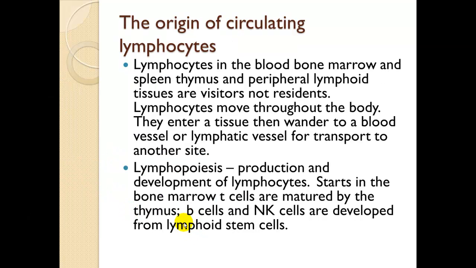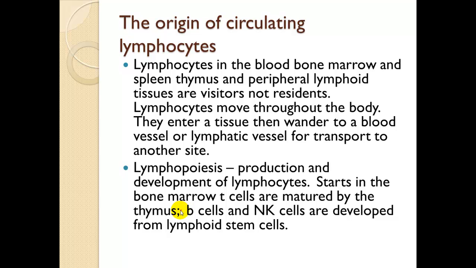The origin of circulating lymphocytes. Lymphocytes in the blood, the bone marrow, spleen, thymus, and peripheral lymphoid tissues are visitors and pretty much not residents. Lymphocytes move throughout the body. They enter a tissue, then wander to a blood vessel or lymphatic vessel for transport to another site. So these things go in and out, and they're mostly circulating.